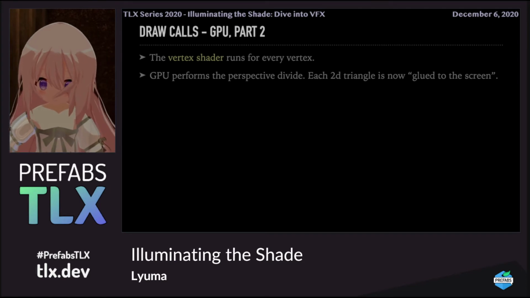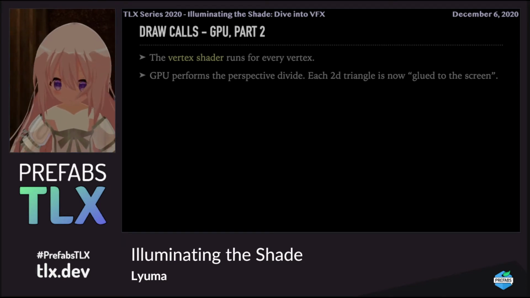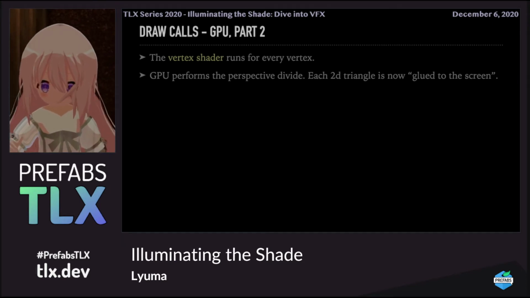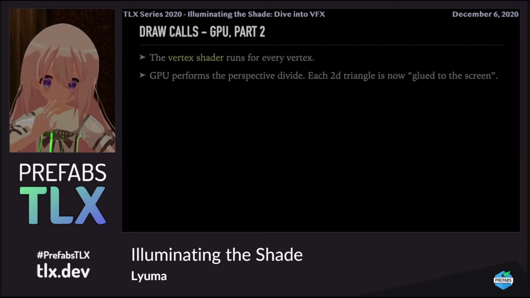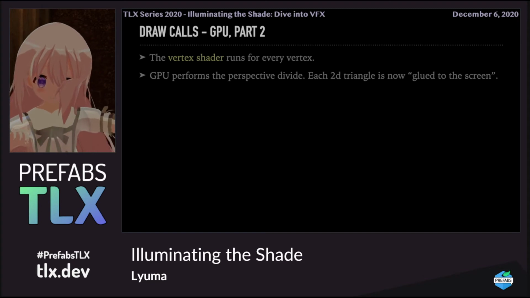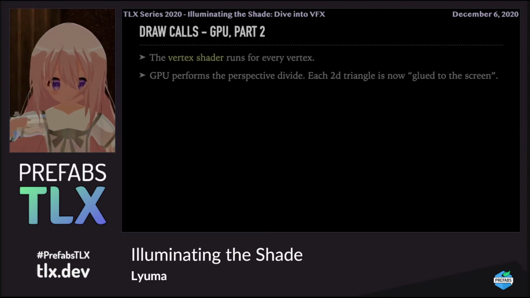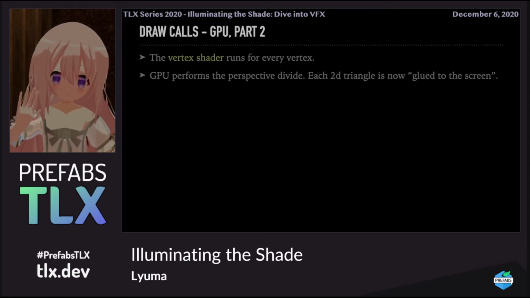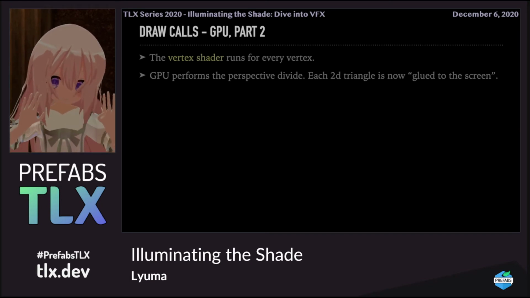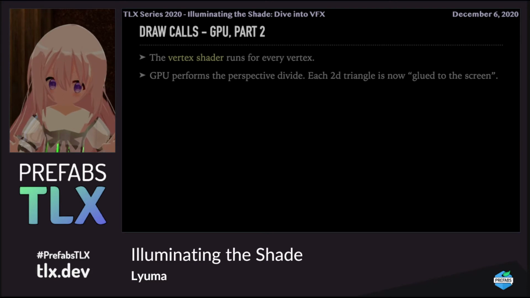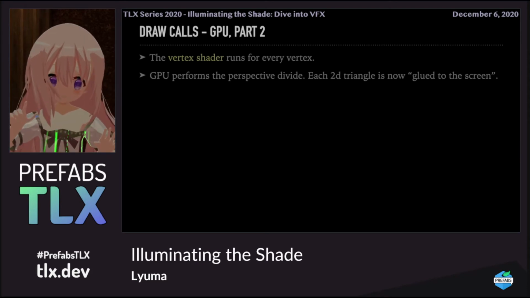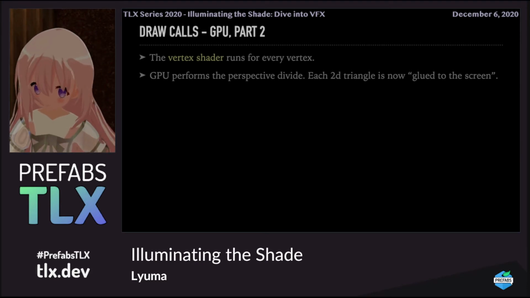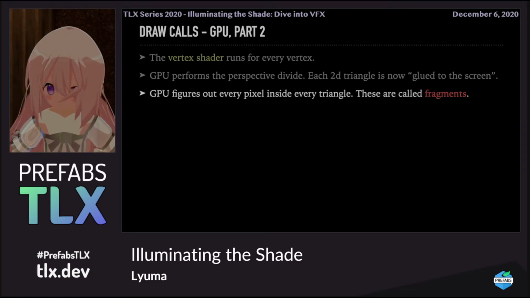All right, let's go back to what we were talking about earlier. Let's first talk about spaces. Your vertex shader runs and it transforms a vertex from object space to clip space. The perspective divide transforms from clip space to screen space, and now you've got a bunch of triangles glued to the screen. All of the depth has kind of been forgotten at this point, and now the GPU can figure out every pixel in those triangles on the screen, and those are called fragments.